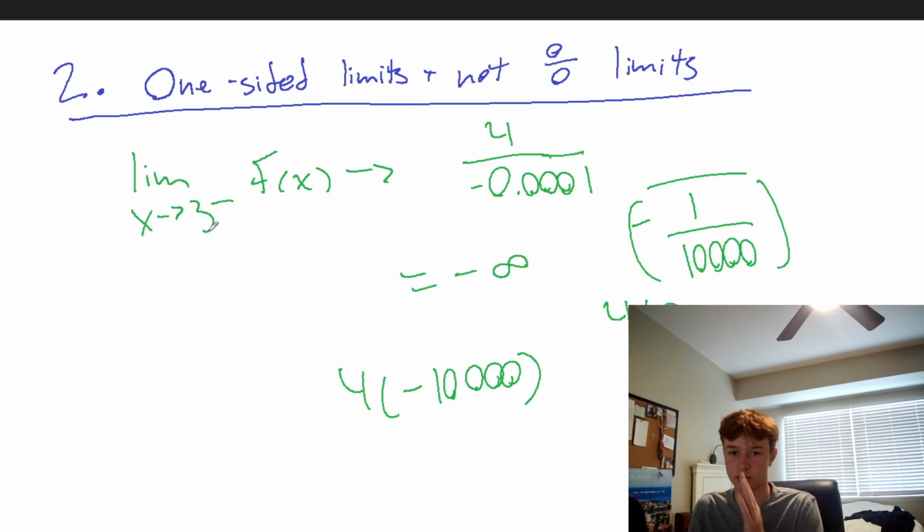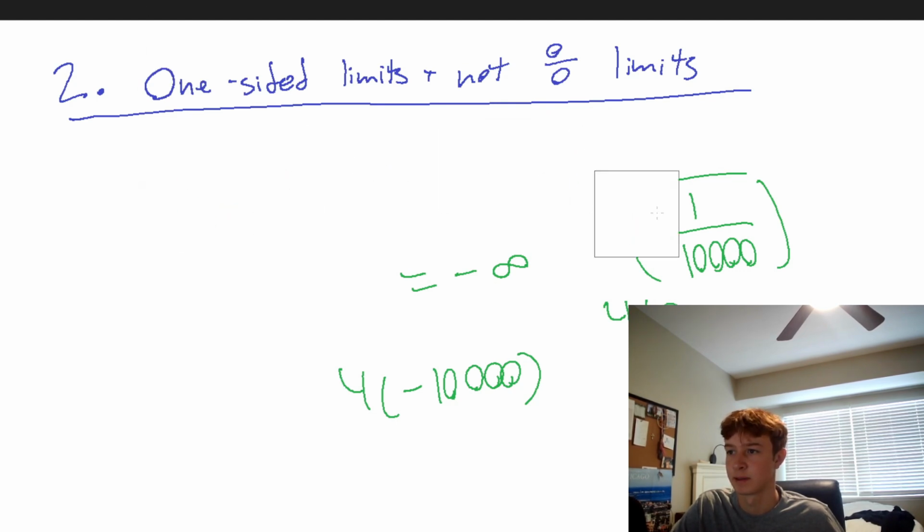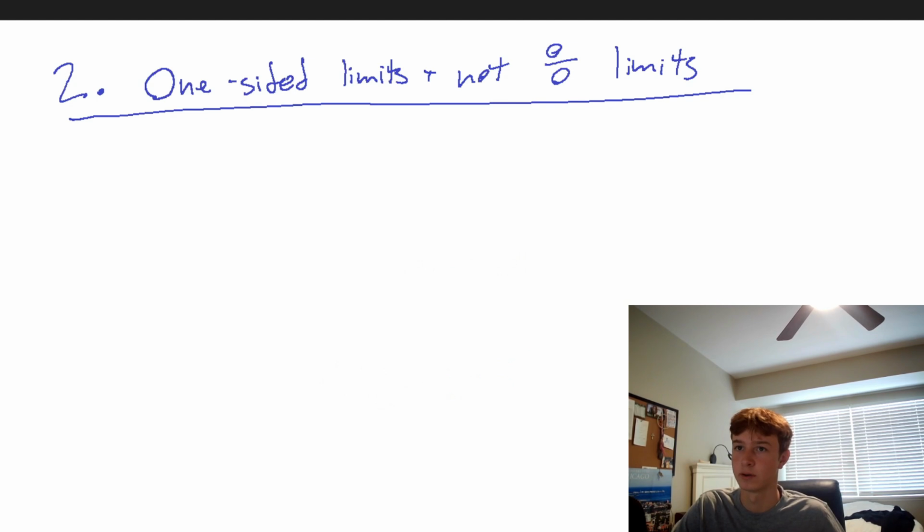It's essentially negative infinity, because as it gets closer and closer to 3 from the left, like 2.9999999, this number gets smaller and smaller, and this approaches infinity. It's the same thing from the right. You just choose 3.1 or 3.00001 or 3.0001. You get the idea. Whatever the outcome is when you plug it into the function is your answer. So that's one-sided limits. Then non-zero over zero limits are normal limits or number over zero limits. If you just plug in the number and get a number that exists, then that's your outcome.